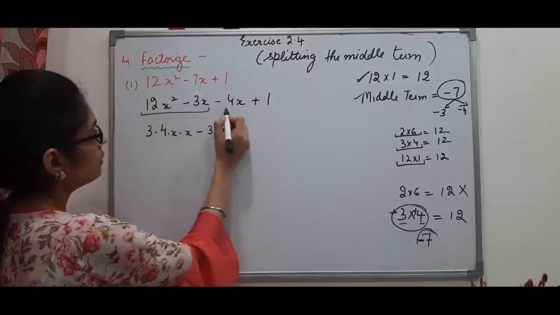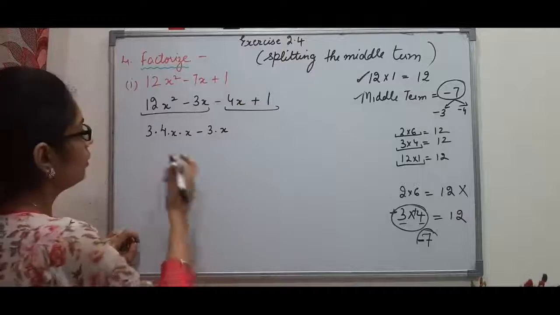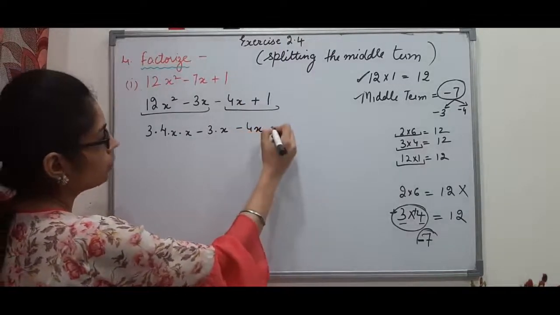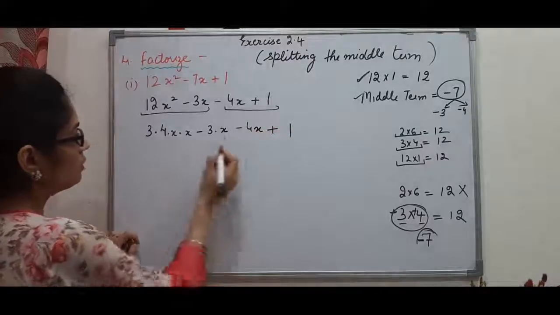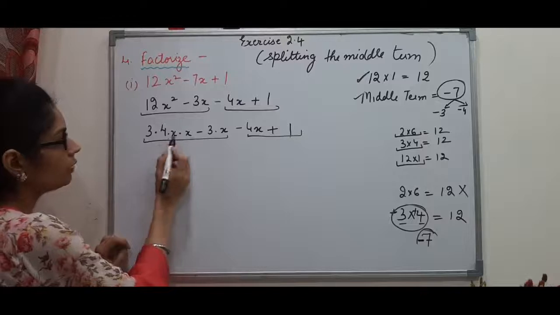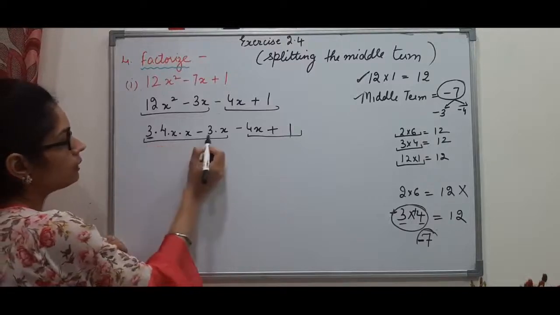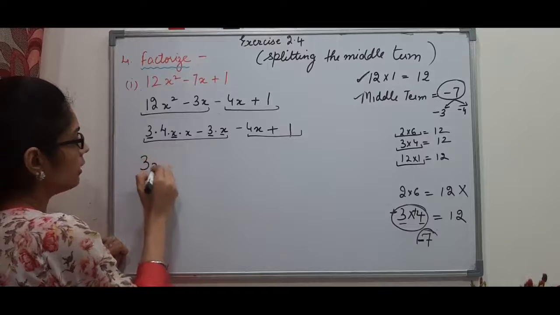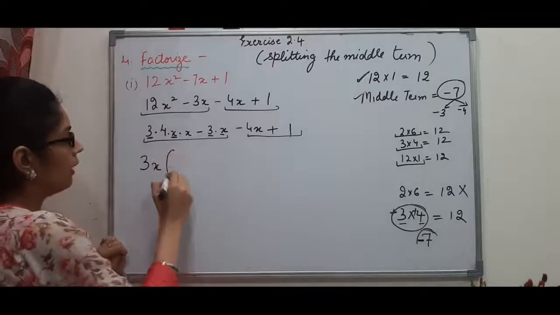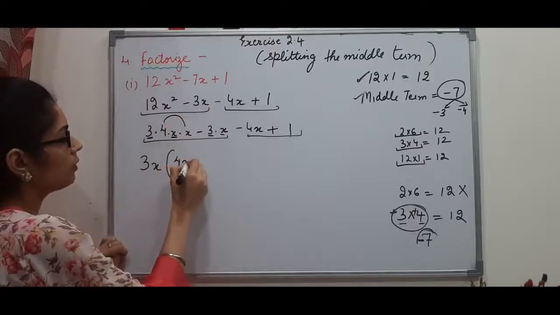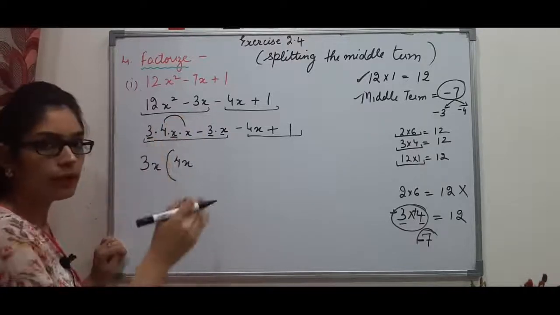One pair should be this and one pair should be this. Minus 4x, no need to break it down for the plus 1. So in my pairs now I'll see the common terms. Here I can see 3 is present in both and x is present in both. So 3x I will write out, and then the remaining terms I'll write. Remaining is 4x, because 3 and x I have already written outside.